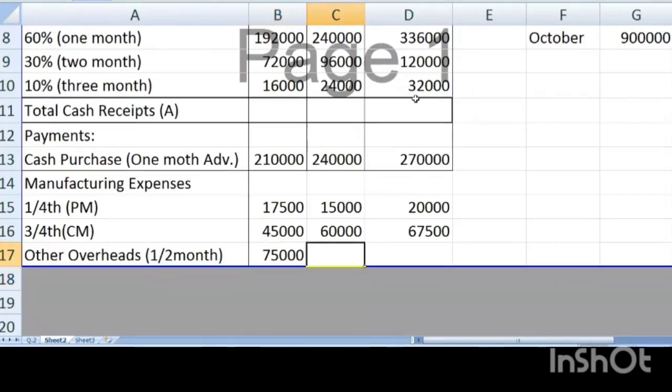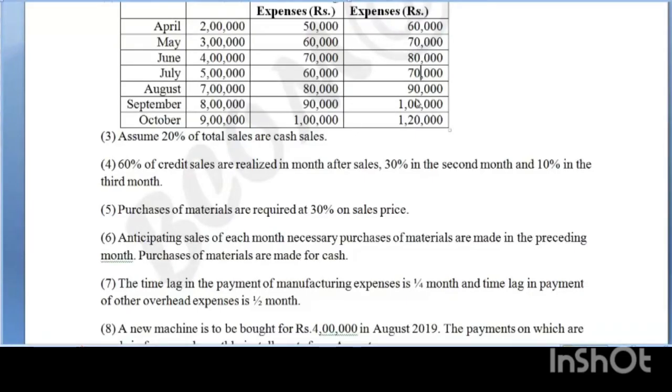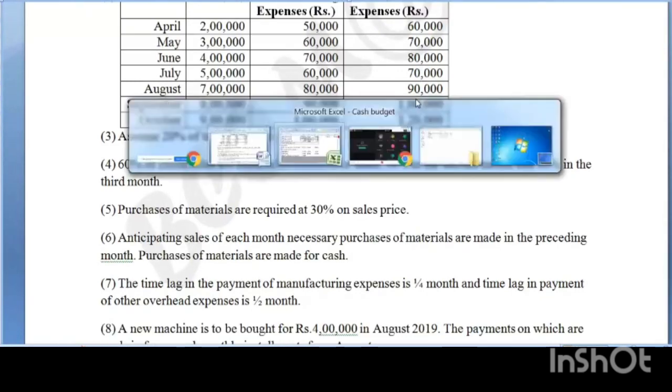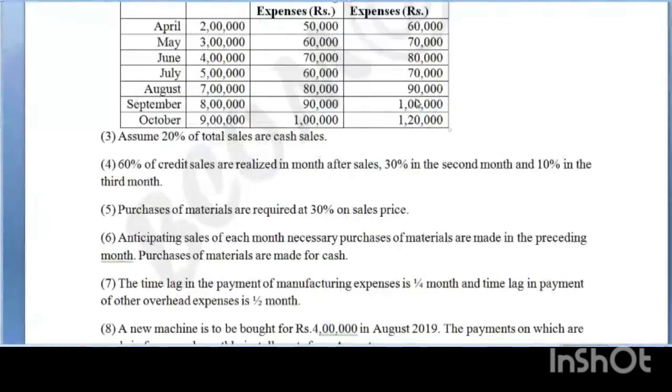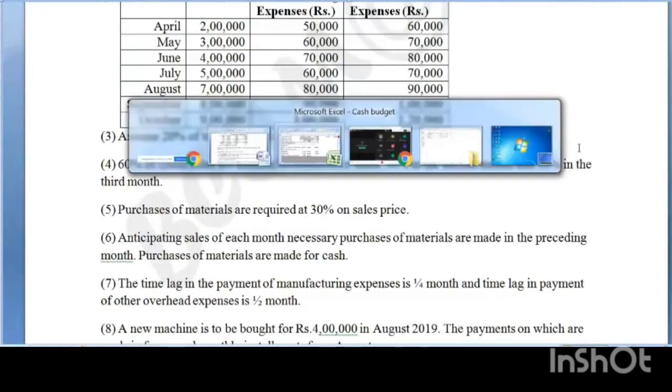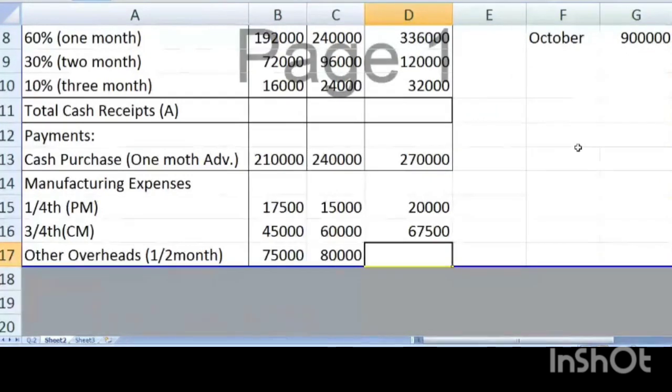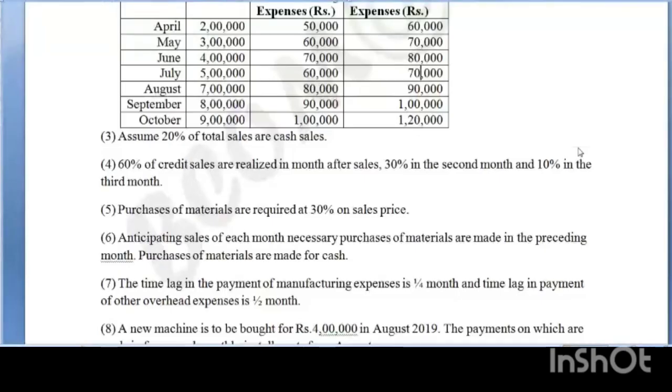Okay. Next. 70,000 plus 90,000 divided by 2. It is 80,000. Next is 1 lakh plus 90,000 divided by 2. 95,000. Okay. Now anything is remain now?